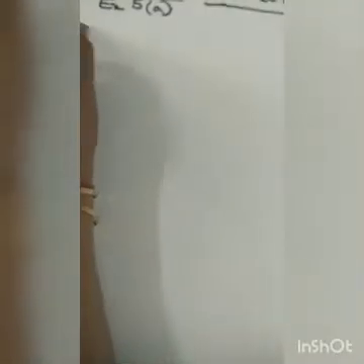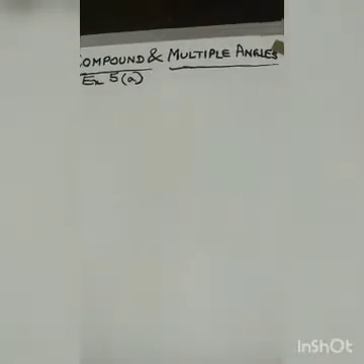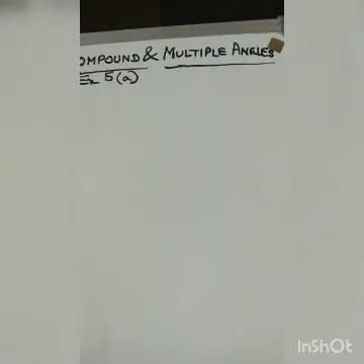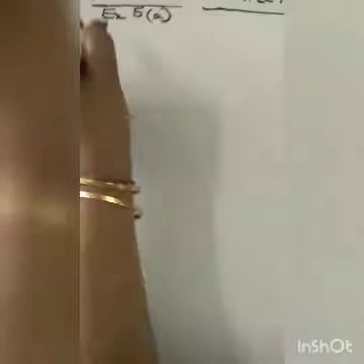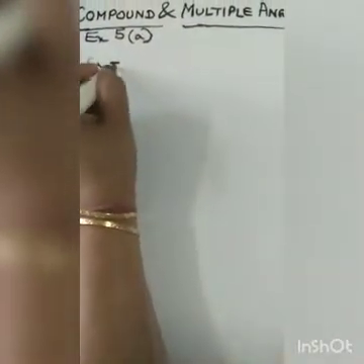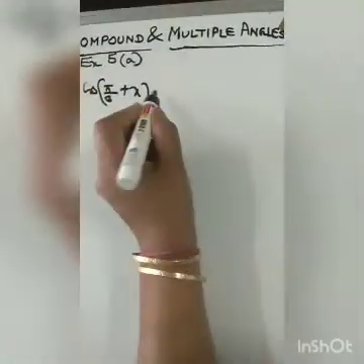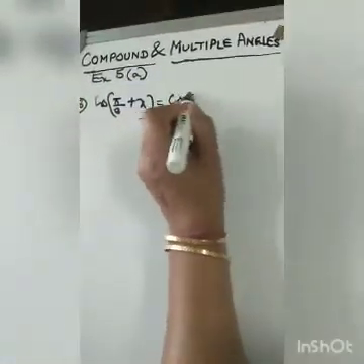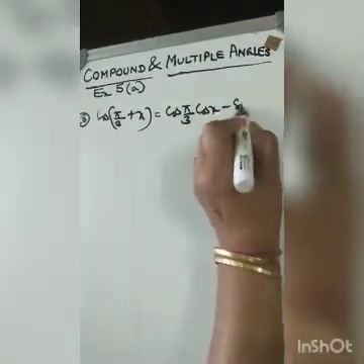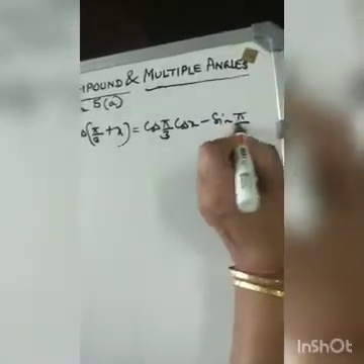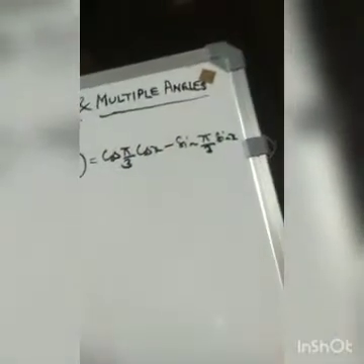The question says, again we will start with the left hand side, cos(pi/3 + x). You have to expand this. So cos(pi/3 + x) is very simple. You will expand it with the formula cos A cos B, cos pi/3 cos x minus sin pi/3 sin x. I hope it is clear.